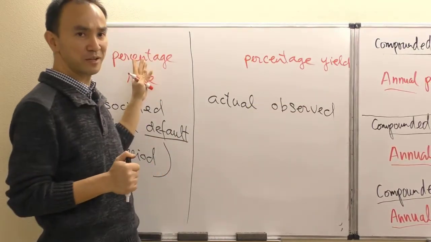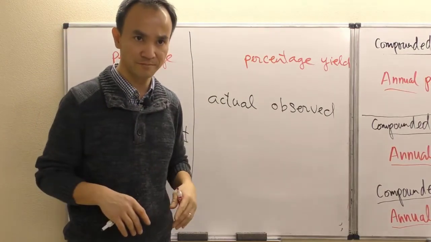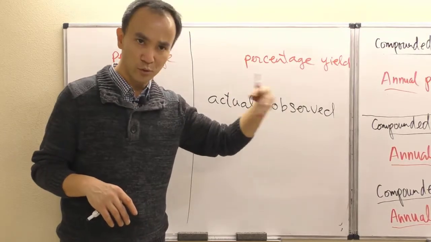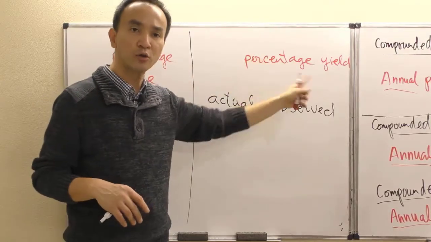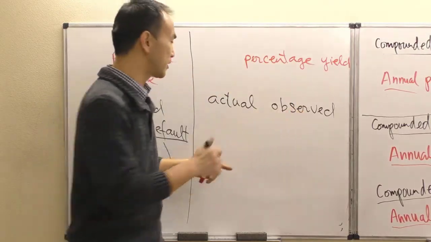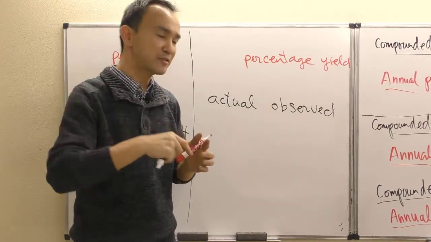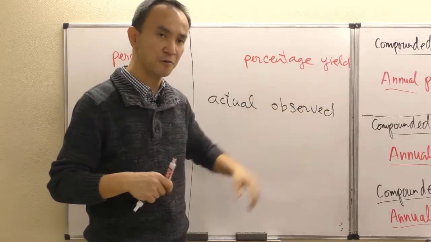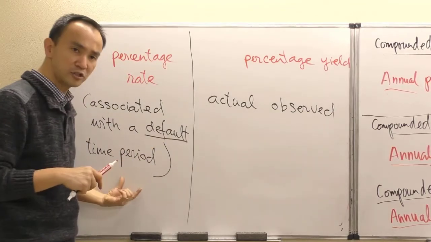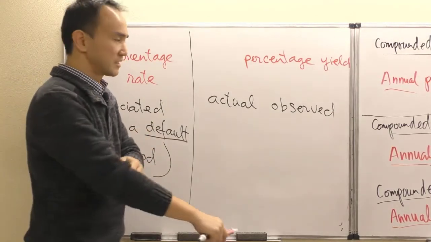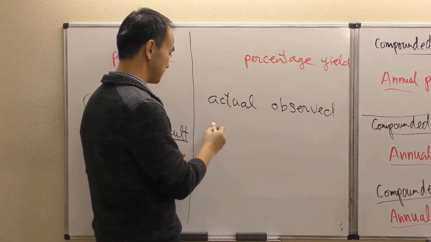Otherwise, if I simply say, hey, here's the percentage rate, what is the percentage yield? Nobody knows naturally. Even a person who is super brilliant at math still has to go through the calculation and come up with it. That's why I call it the actual and observed, because it's an observation that's made after you have calculated the final future value in one default time period. That's the idea.